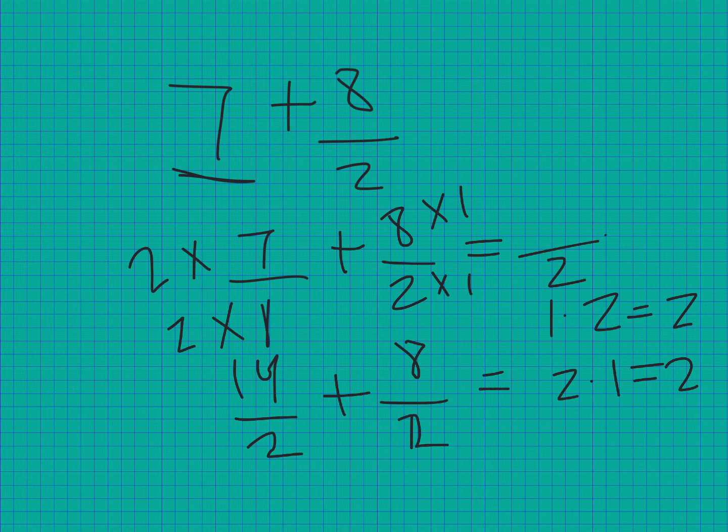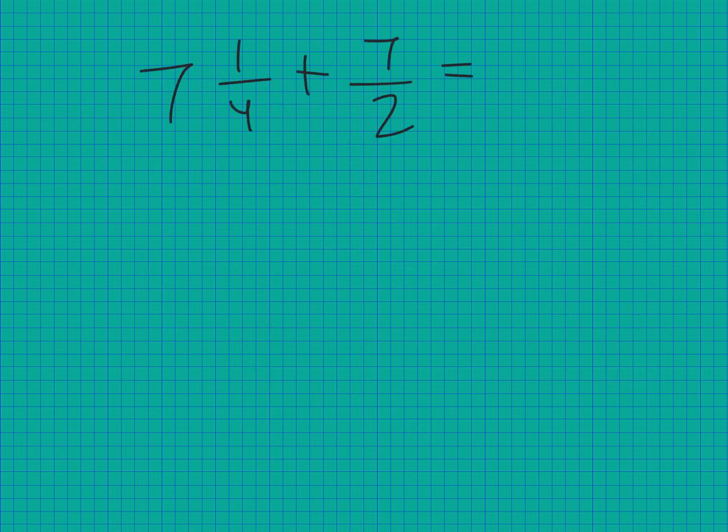So 14 plus 8 would equal 22 over 2. And this will just be 11 simplified. So we don't have a mixed fraction. Okay, now we have a mixed fraction adding up to a fraction. So here we're just going to do basically the same thing with the other number. So we're just going to simplify this so it could be better for us to add it up.